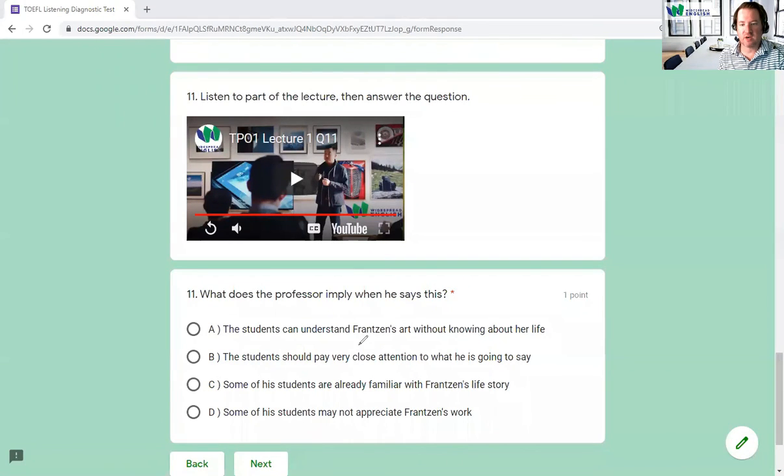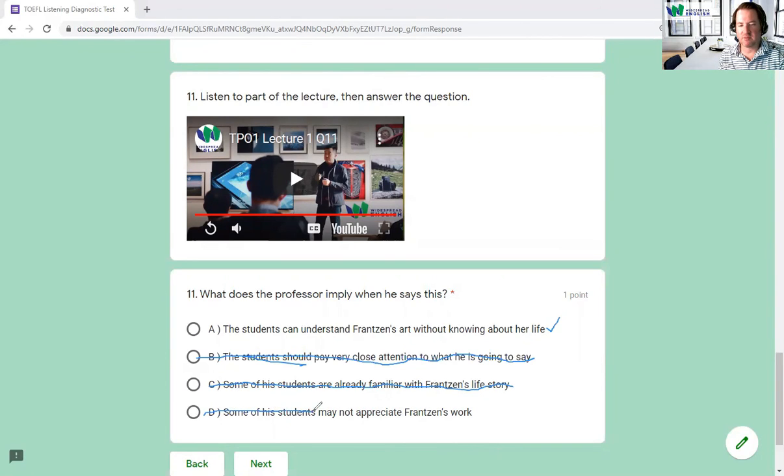So A, the students could understand Franson's art without knowing about her life. Okay, maybe. Accessible means easy to relate to. B, the students should pay very close attention to what he's going to say. No, he's not saying, hey, pay attention to this. He just said, I think she's very accessible. Some of his students are already familiar with Franson's life story. No, many people were not. Some of his students may not appreciate Franson's work. No, he's not saying that.